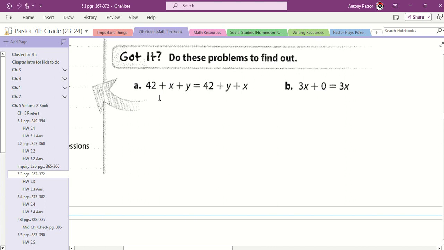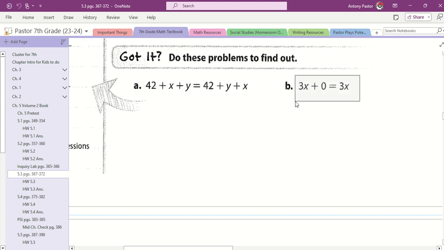Examples here. 42 plus x plus y equals 42 plus y plus x. This would be an example of the commutative property. The order in which we add the terms does not matter. 42 plus x plus y, and then over here we have 42 plus y plus x. The order doesn't matter. None of them are grouped, so it's not associative. Therefore, this is our commutative property.